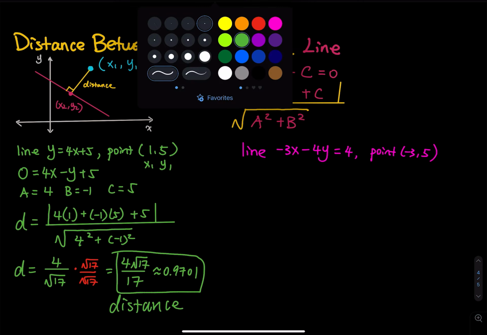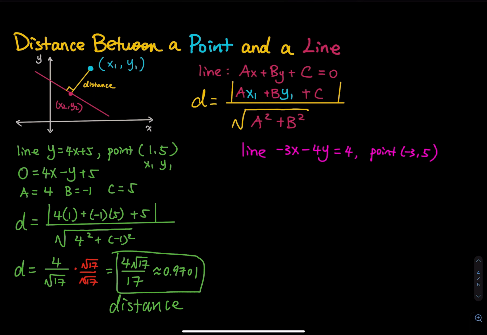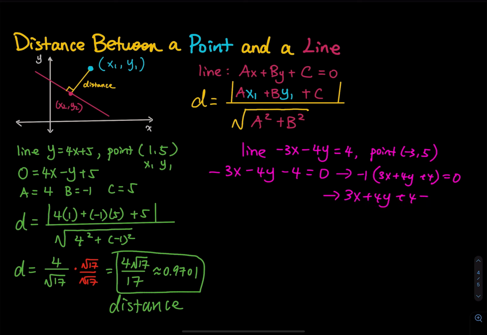Let's take a look at the next problem. The next problem is pretty interesting. The reason why I picked this problem is because when you move the 4 to one side, you have -3x minus 4y minus 4 equals 0. They are all minus. So what they want you to do is factor out a -1, and when you divide both sides by -1, this is what you have: 3x plus 4y plus 4 equals 0. So you have a equals 3, b equals 4, c is also equal to 4.